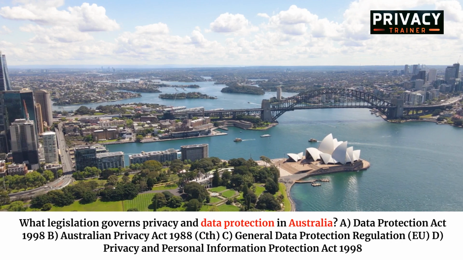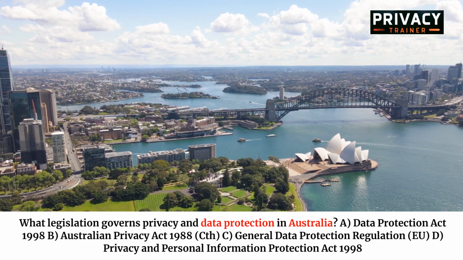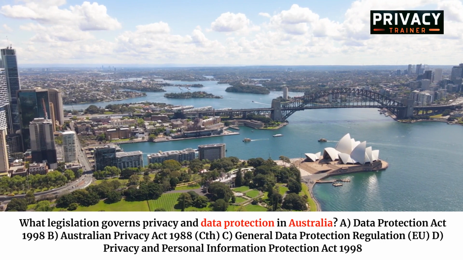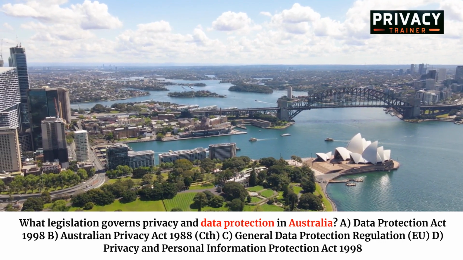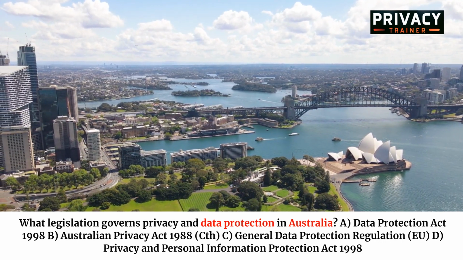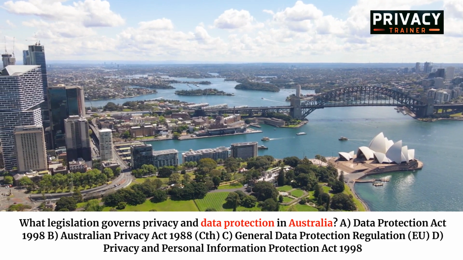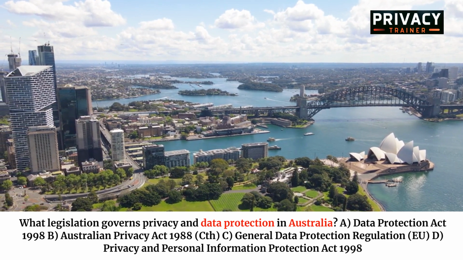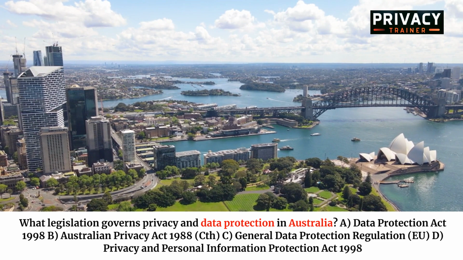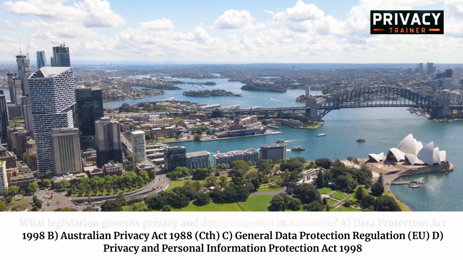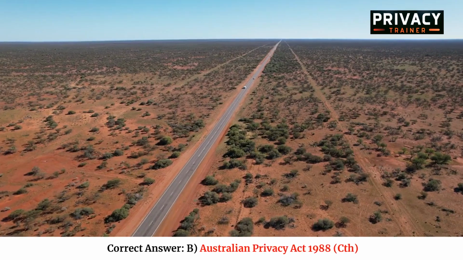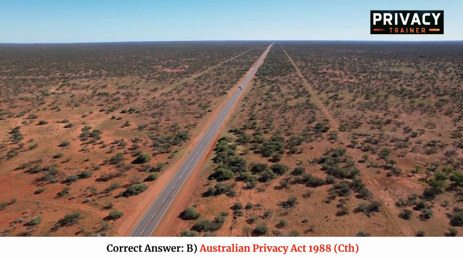What legislation governs privacy and data protection in Australia? A. Data Protection Act 1998. B. Australian Privacy Act 1988, CE8. C. General Data Protection Regulation EUD, Privacy and Personal Information Protection Act 1998. Correct answer, B. Australian Privacy Act 1988.